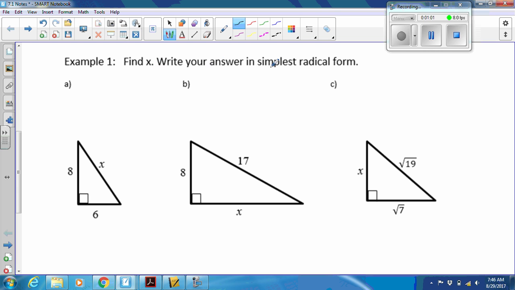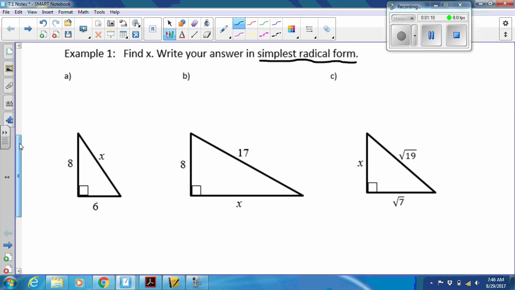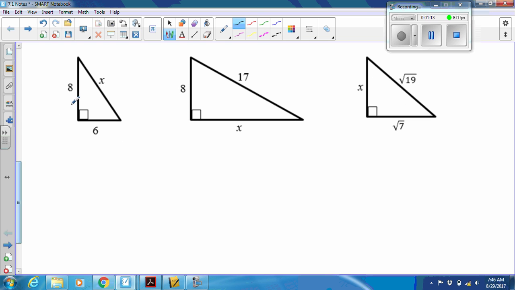Now make sure you write your answer in simplest radical form. We've worked on simplifying radicals, and now we're going to use that when we're trying to solve for x. Okay, let's go ahead. We're going to do part A.